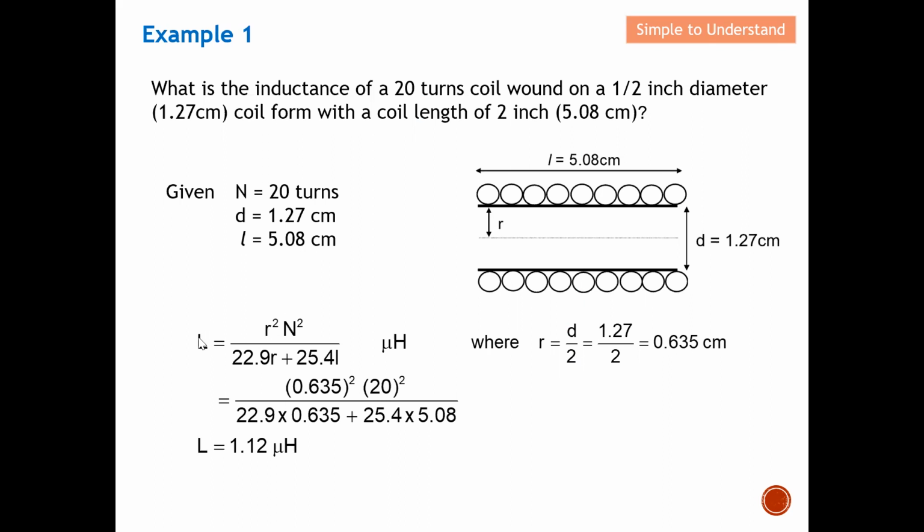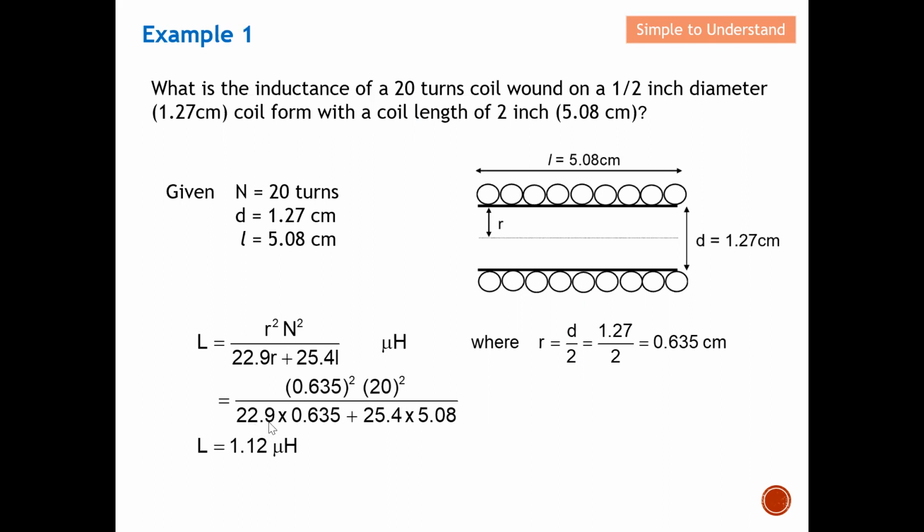So how can we compute the inductor value? This is the formula that I shared with you on the previous slide. What we need to do is substitute all the values here. The radius is 0.635. You can see that this is in centimeter, so this will be the radius in centimeter. The number of turns will be 20.